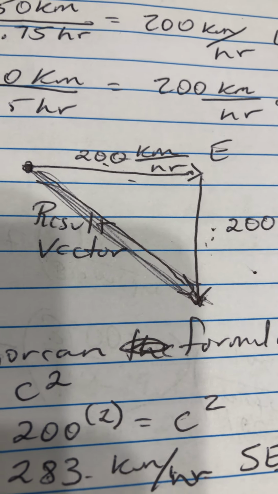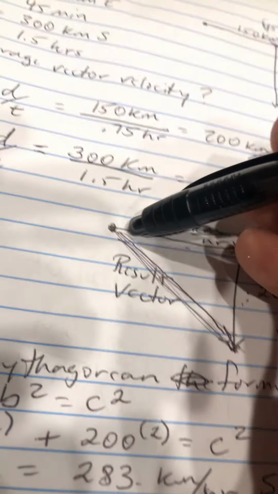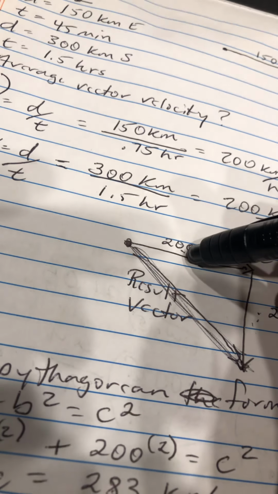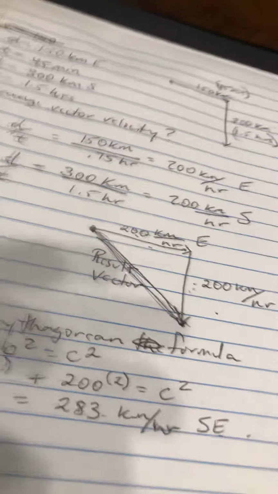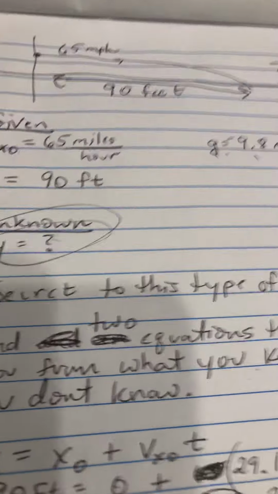I think you know how if you use tangent to get this angle right here, using tangent, opposite over adjacent, would help you get that. Okay. All right. The other one.